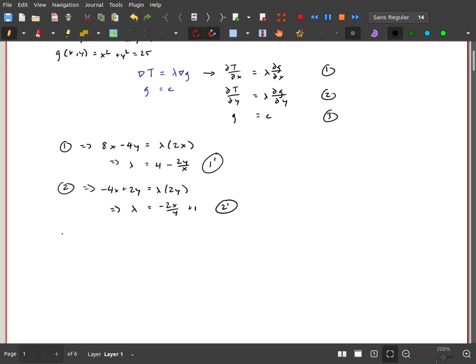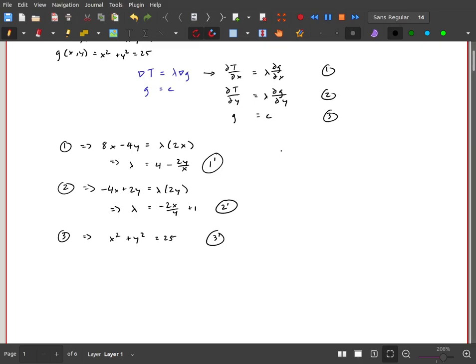And lastly, our third equation, I'm just going to put in what g is. So that will be x squared plus y squared equals 25. And that would be 3 prime. Now, the reason that I made equations 1 prime and 2 prime be lambda equals something is because I can then equate the two.